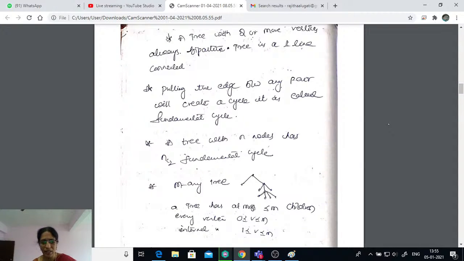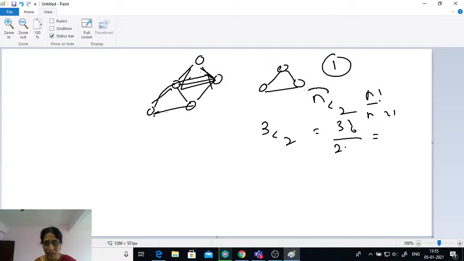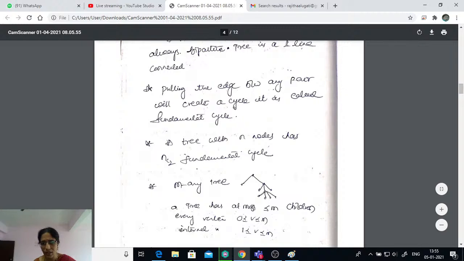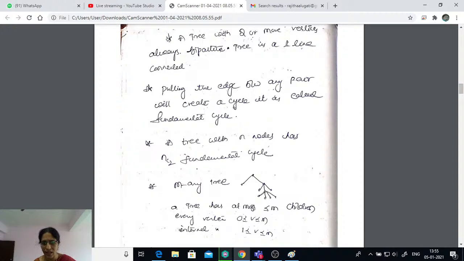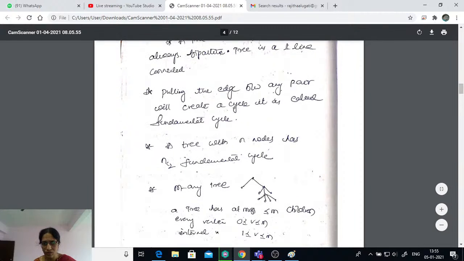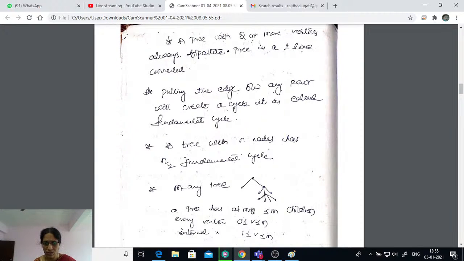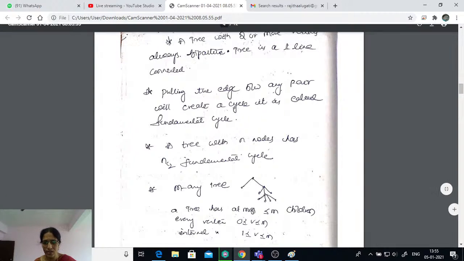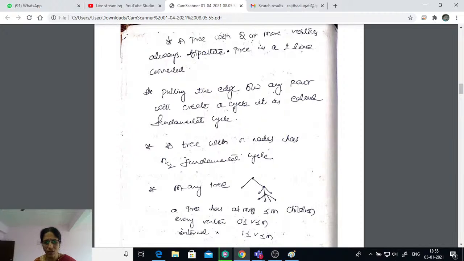So NC2 fundamental cycles. Another concept here is that we should also observe whether it is a binary tree or not. Suppose here there is an m-ary tree. M-ary tree means more than 1 child, more than 2 children, 1 2 3 4 like that. A tree has at most less than or equal to m children. Let me explain this point once again. So this is the m-ary tree. Here 2 children are there, here 3, here 4. So a tree has at most less than or equal to m children. So every vertex has 0 less than or equal to b less than or equal to m.